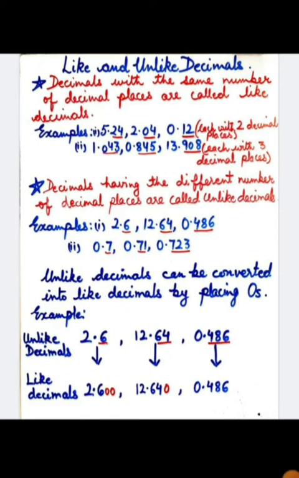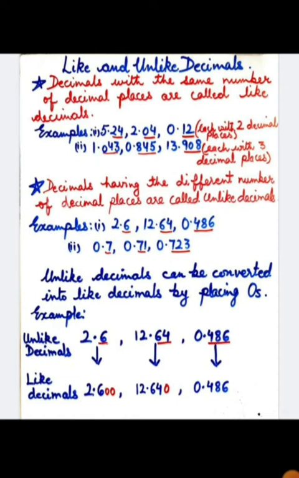In the first example, the given numbers are 5.24, 2.04, 0.12, and you can see in every number each has 2 decimal places after the decimal. In the first number it is 24, 2 places, and in the second number it is 04, 2 places, and in the third number it is 12, 2 places.